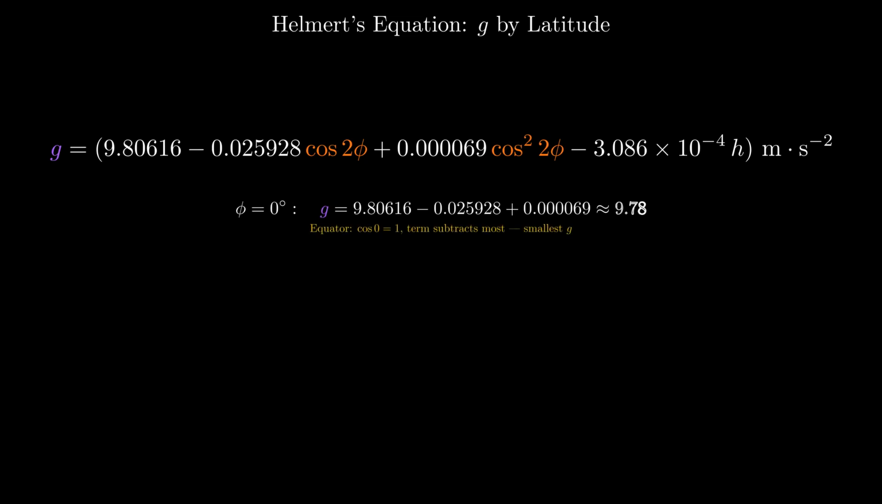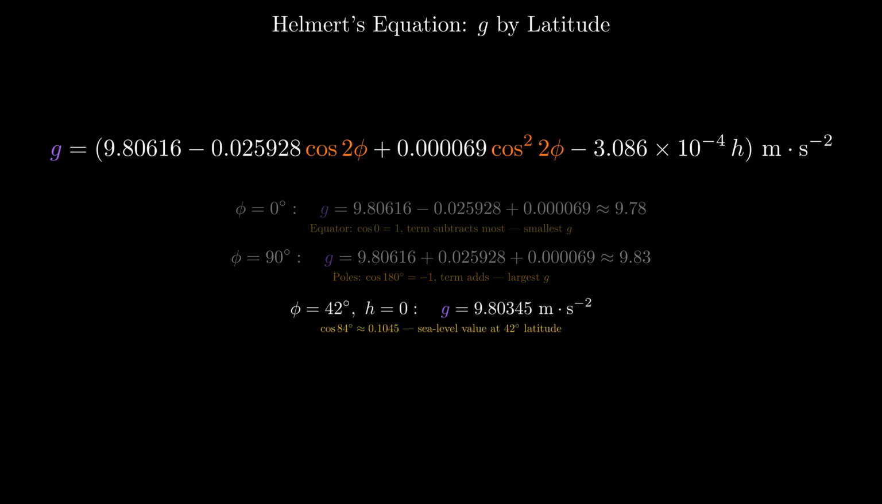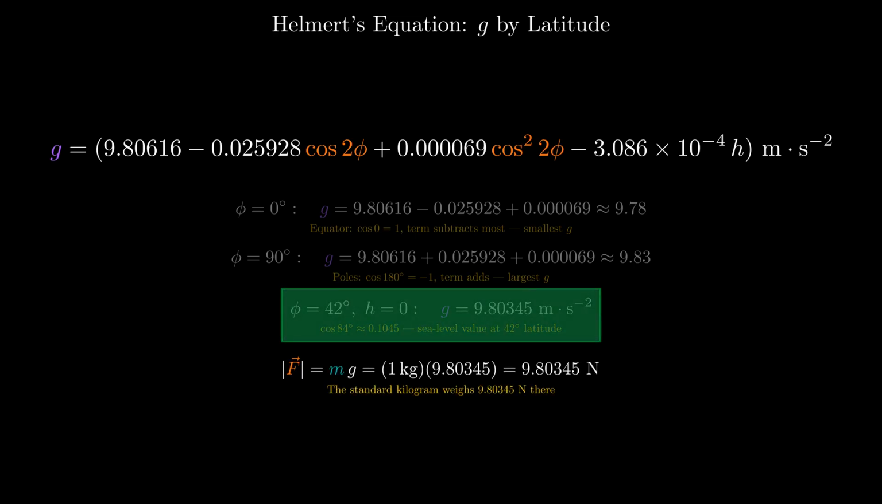At the equator, latitude 0, the cosine term is largest and g comes out to about 9.78. At the poles, the cosine flips sign, adding instead of subtracting, and g rises to about 9.83. At 42 degrees latitude at sea level, the equation gives 9.80345 meters per second squared. And there, the standard kilogram weighs 9.80345 newtons. Every object at that spot falls with that same acceleration.